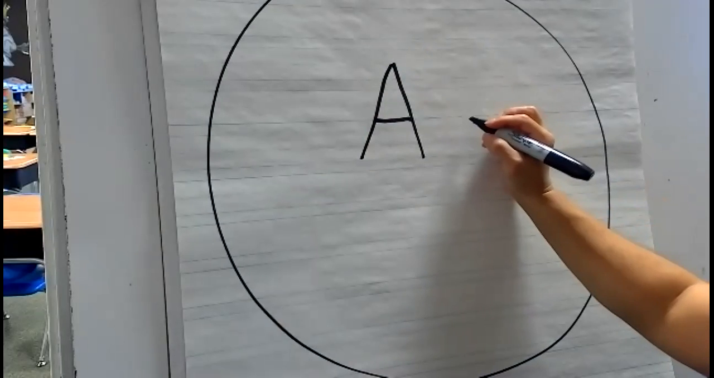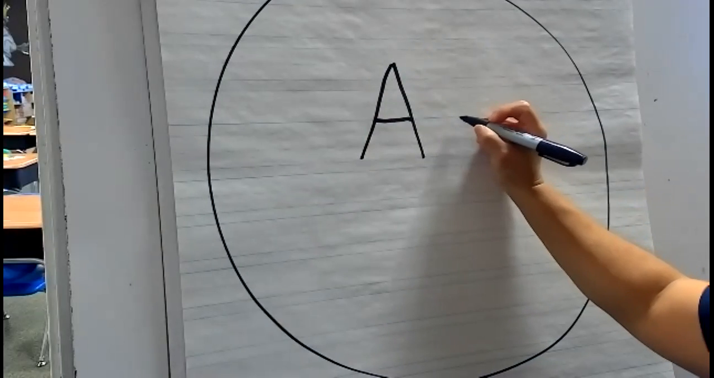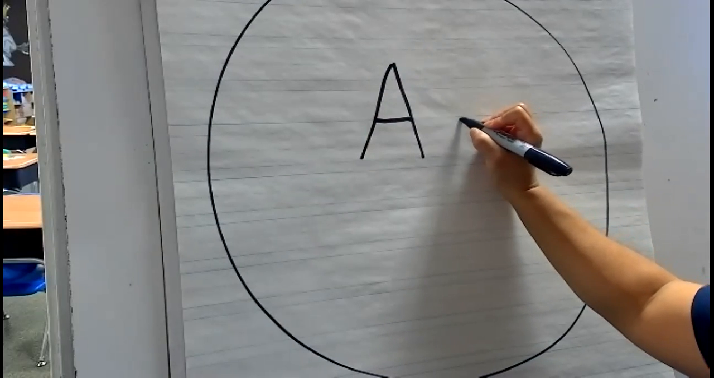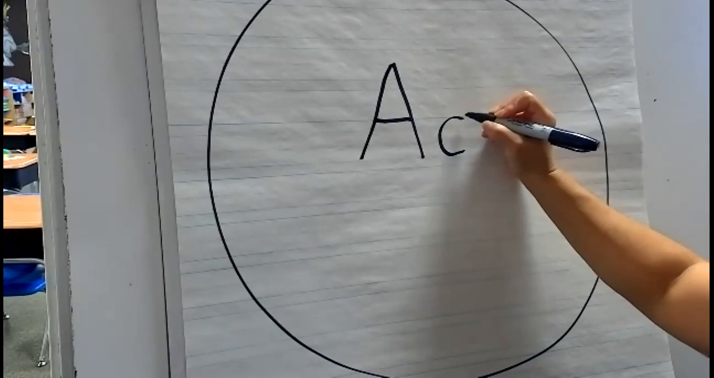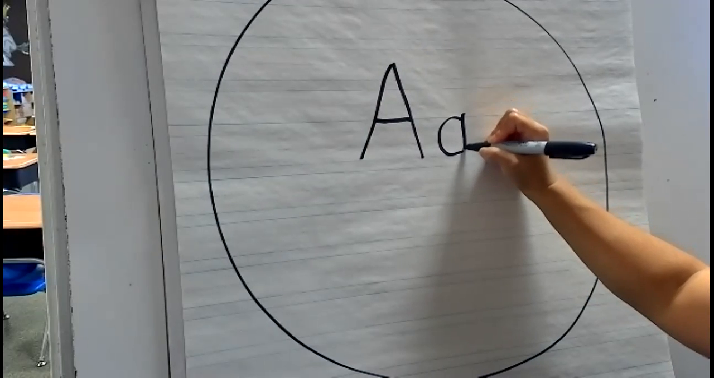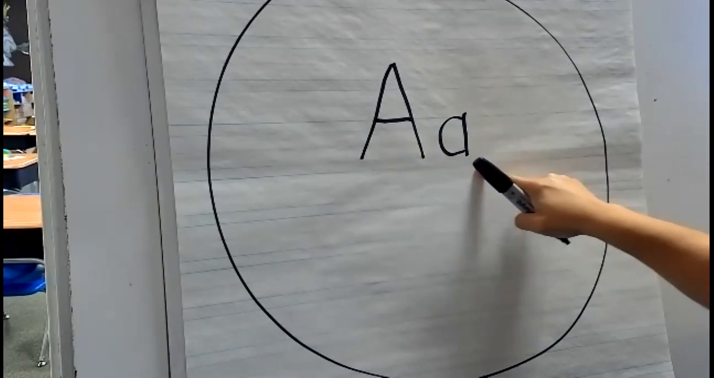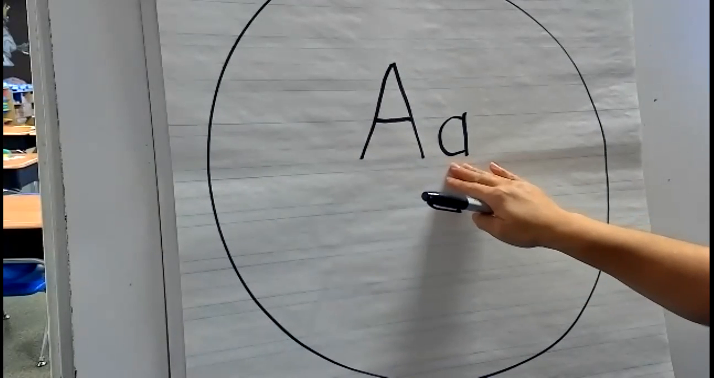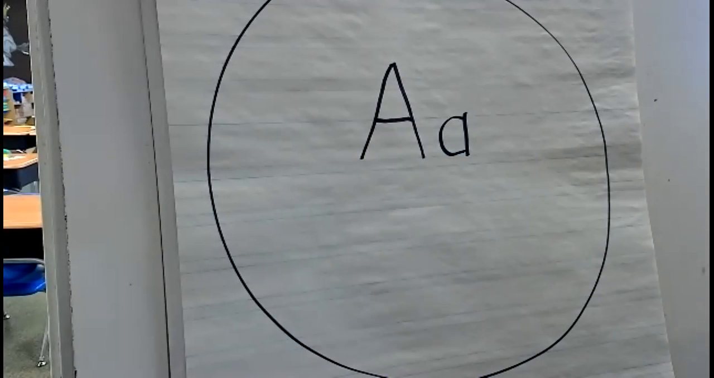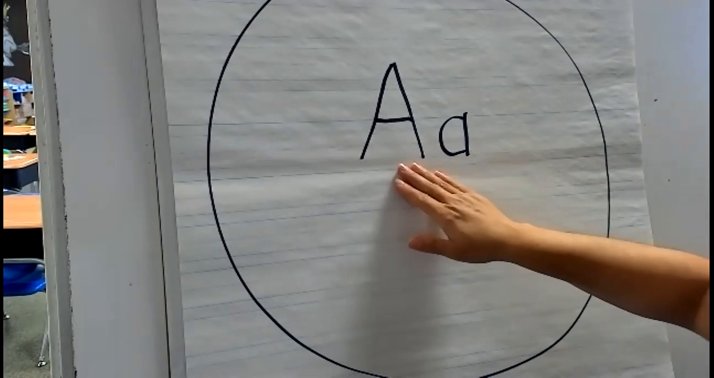Now we're going to draw the lowercase a. So we do a curve. We start at the top. We do a curve, small curve. Then we go to the top again, and we go all the way to the bottom. So this is how you write a. Capital A, lowercase. Okay. Now you guys are going to help me and come up with words that have the sound ah. Okay.